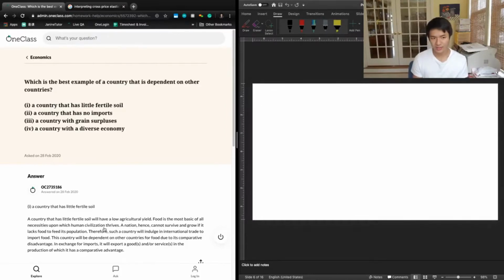B says a country that has no imports. And again, this is hard to believe because if you have no imports, then you aren't really dependent on other countries. You don't need other countries to trade with you or to sell you their goods. And so this would not be what we're looking for in this question.